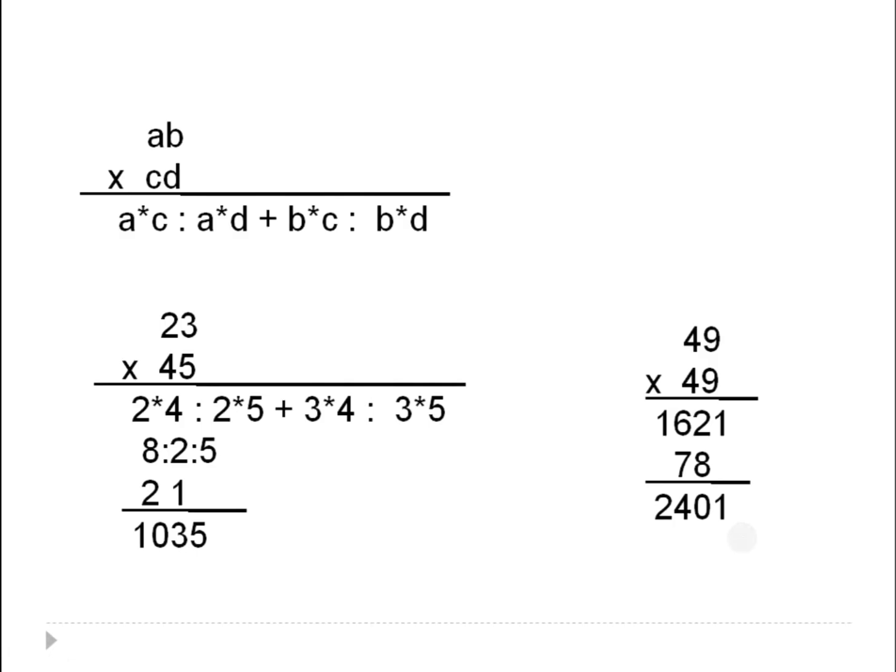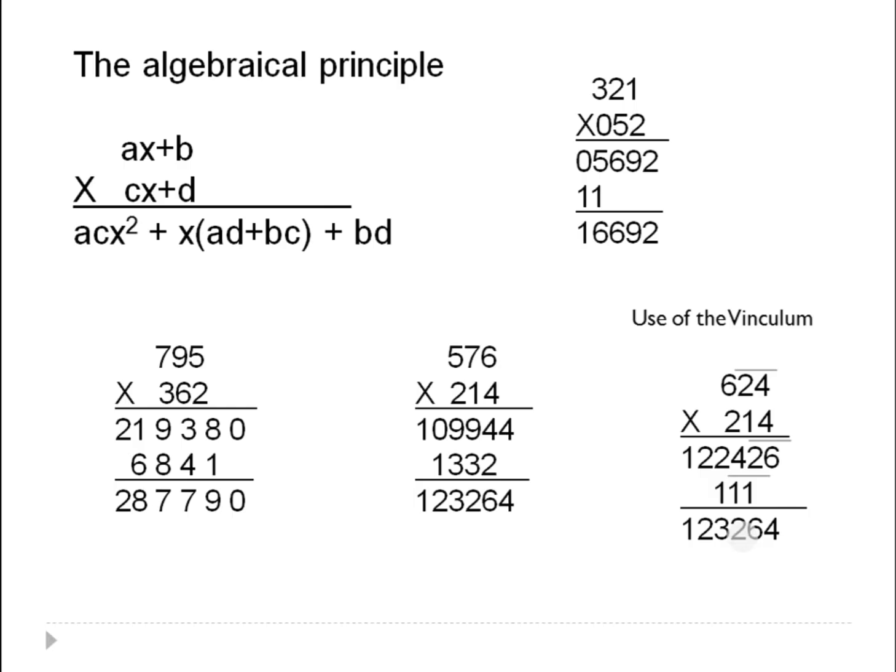Now just observe this cross multiplication carefully, because when we move on to higher numbers like 3-digit and 4-digit, the steps will expand. The basic algebraic principle with which we can explain this is: ax plus b into cx plus d. If we multiply these two expressions, we get a result in which we have an x square term, an x term and a constant term.